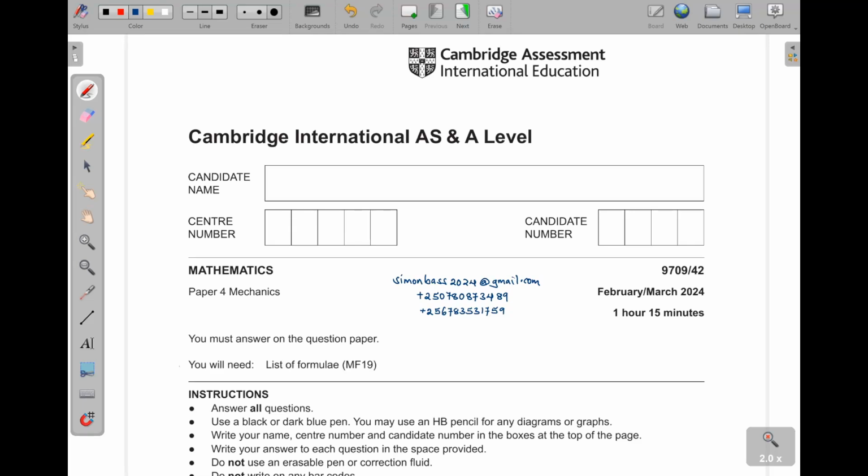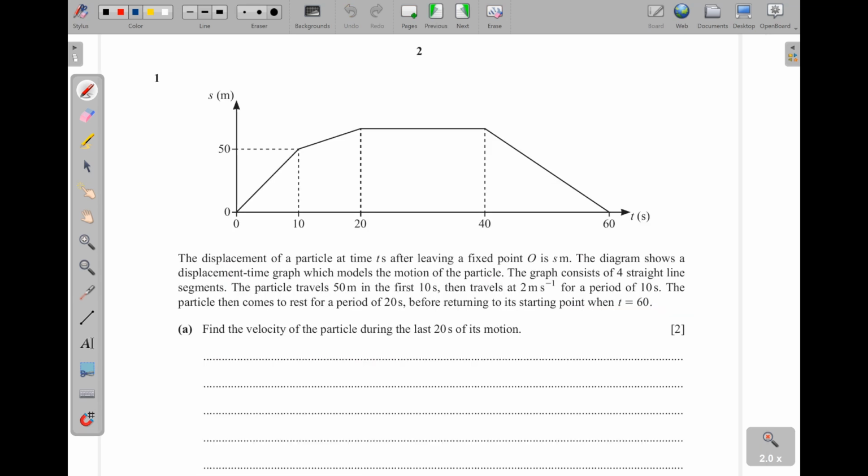This is Teacher Simon taking you through Cambridge International AS and A-Level Mathematics Paper 42 for February-March 2024, Mechanics. Question 1 is coming from Kinematics, motion in a straight line.